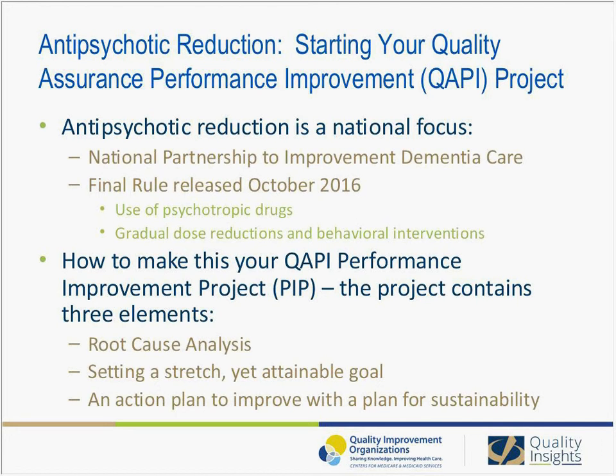It was also mentioned quite extensively in the final rule, on the mechanics of how you will want to implement this project's improvement. It defined the use of psychotropic drugs. It also explained gradual dose reductions and behavioral interventions. So this performance improvement project is very timely for you. Now, typically, most projects do contain 3 elements: a root cause analysis, setting a stretch yet attainable goal, and an action plan to improve with a plan for sustainability. We're going to go through each one step by step during this session.